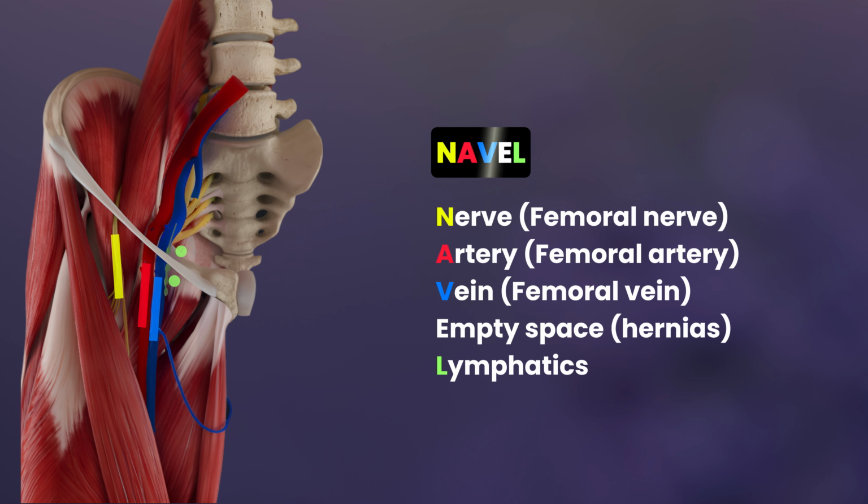Femoral triangle dissection: navel, femoral nerve, femoral artery, femoral vein, empty space, site of possible femoral hernias, and lymphatics.